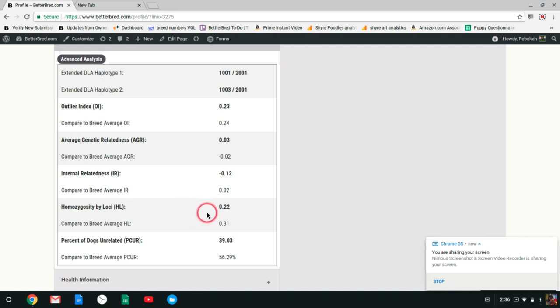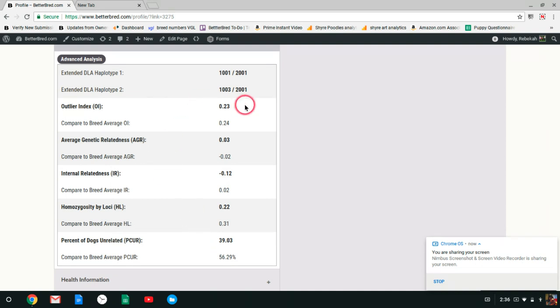HL. This is an inbreeding measurement. Again, he is less inbred than the majority of our breed. And here you can see down here, as I said, the AGR was higher than what's typical for our breed, which means he is more related, or is not unrelated to as many dogs, as is typical for our breed.